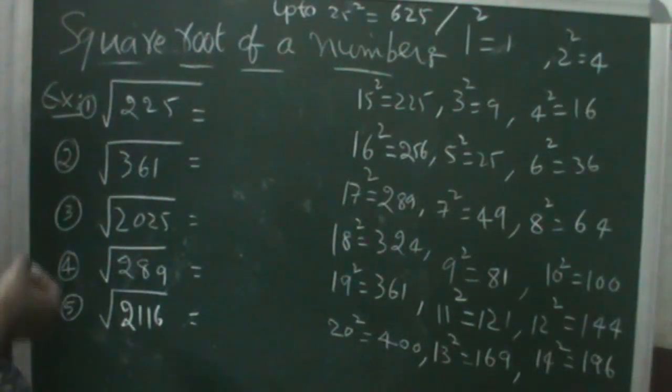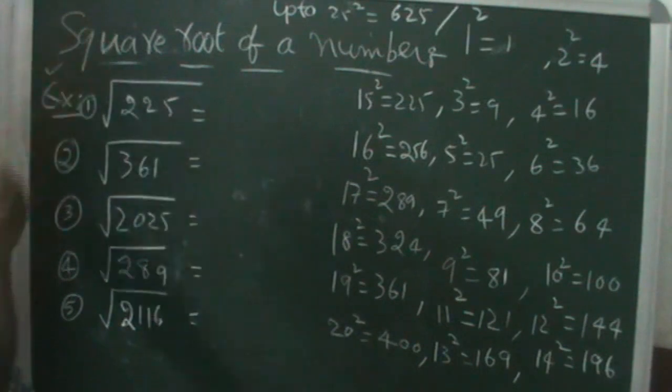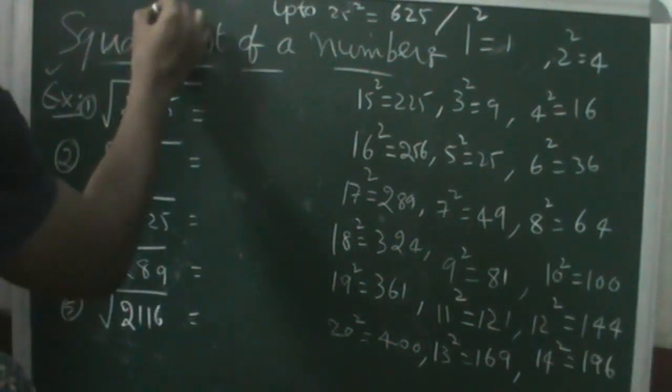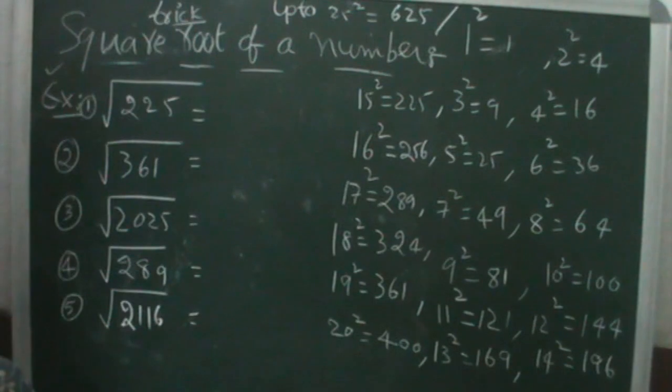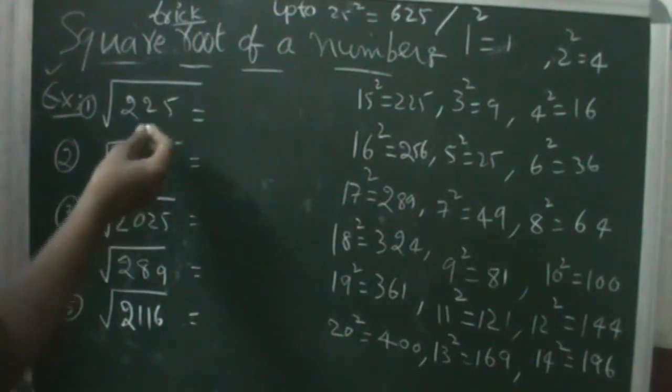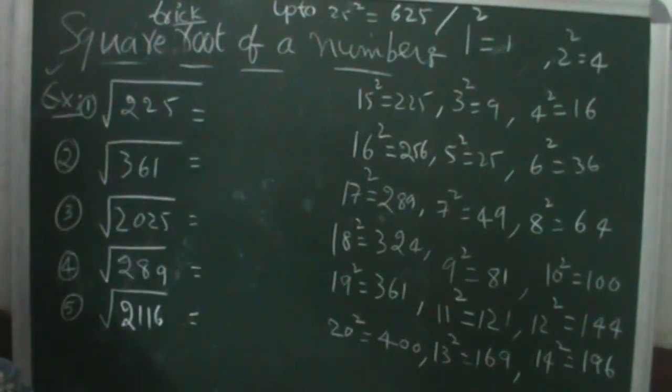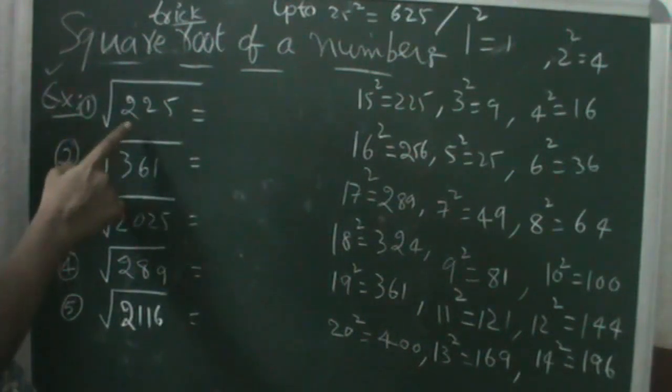Now see the first example here. There is no formula here, no special formula. A simple trick is there to solve this square root, whatever the number is that they give.